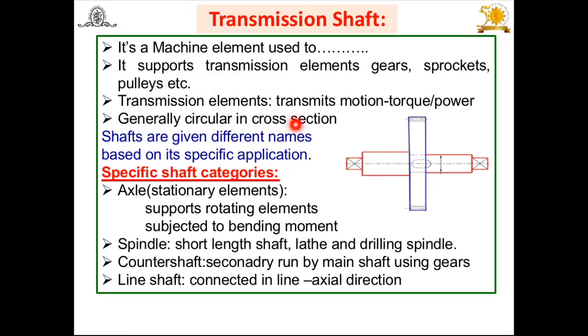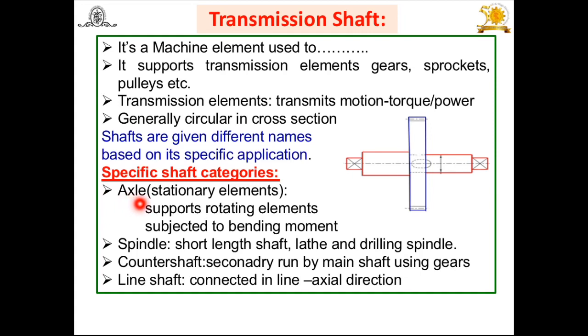Generally, a shaft has a circular cross section. In some cases, you will find shafts may have a square cross section also, but in general, circular in cross section. Shafts are given different names based on their specific application. Let us see different categories of the shaft. First one, axle.